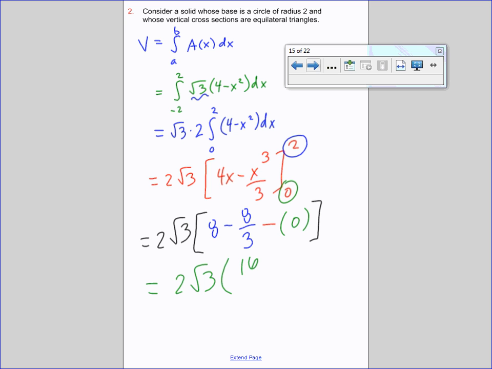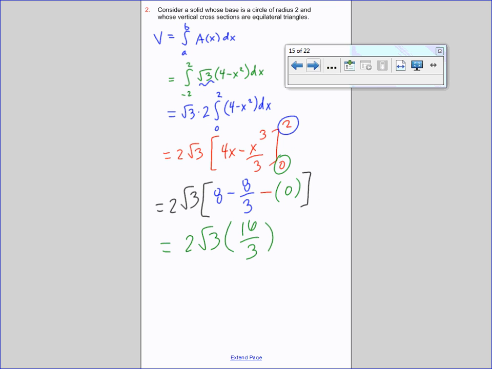And that in turn would equal 2 times 16 is 32 root 3 over 3. I know at least a couple of you would have guessed the exact answer of 32 root 3 over 3 before we started, but now we've in fact verified it. So the volume of this solid would be 32 root 3 over 3 cubic units. Interesting.